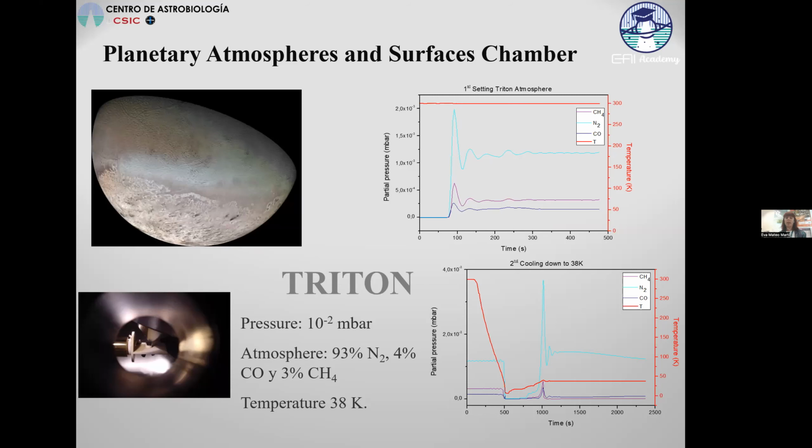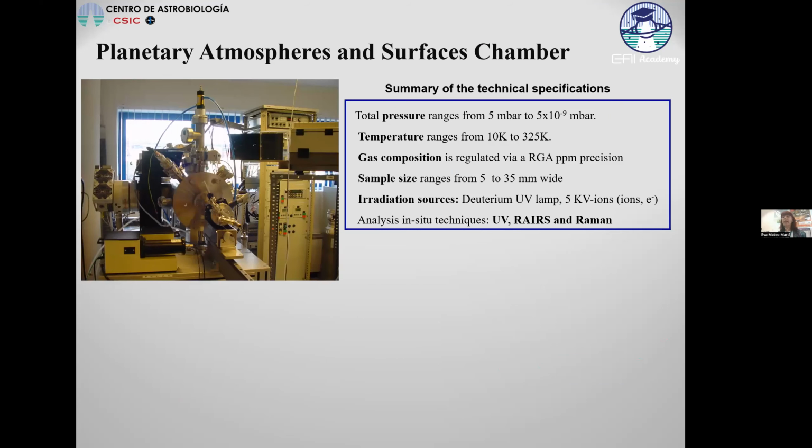So in this case, I'm going to summarize the technical specification of the simulation chamber. The total pressure goes from 5 millibars to 5 times 10 to the minus 9 millibar. The temperature range goes from 10 Kelvin to 325 Kelvin. The gas composition is regulated and controlled by the residual gas analyzer, a mass spectrometer. The sample size can be from 5 to 35 millimeters wide. For the irradiation source, mainly we have used a deuterium UV lamp, but we have also tested ions and electrons at 5 keV. And the analysis techniques are UV, infrared, and Raman.